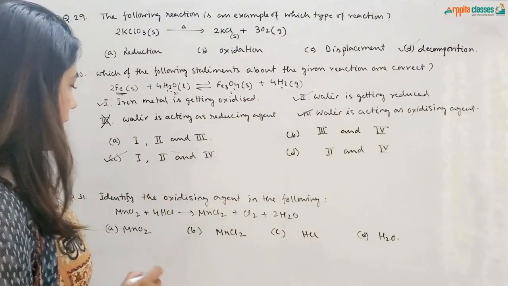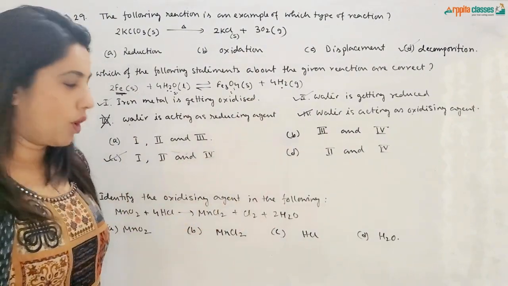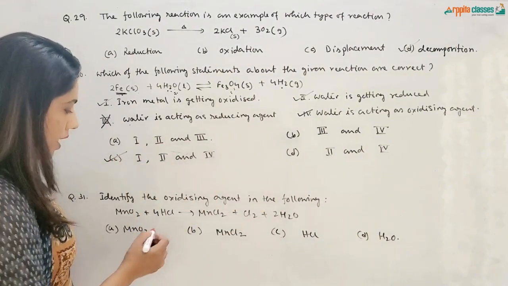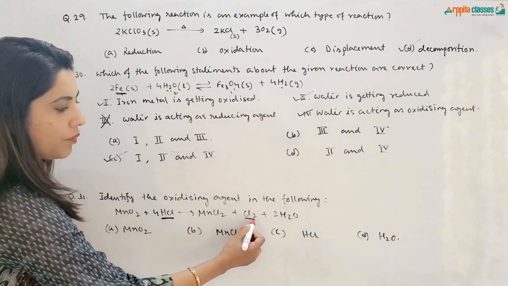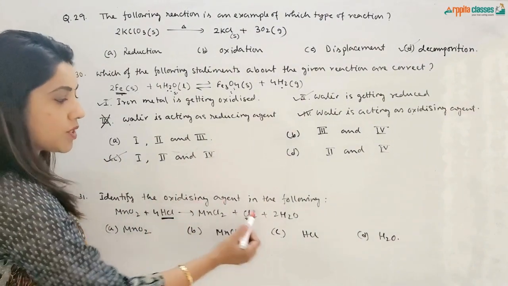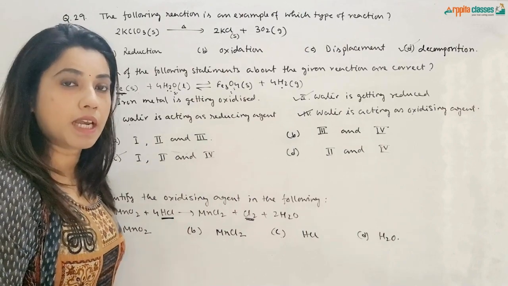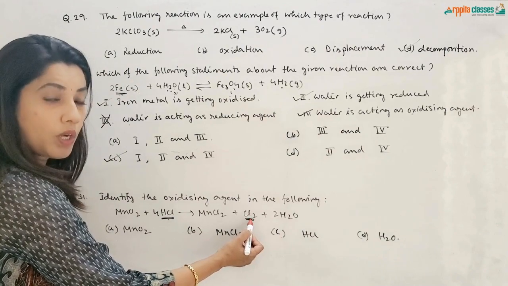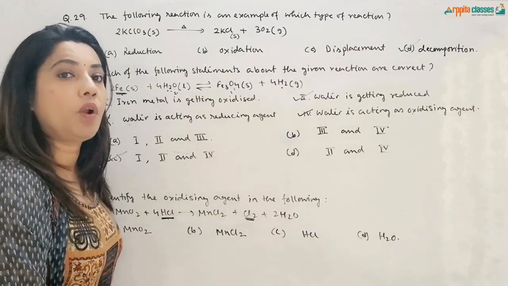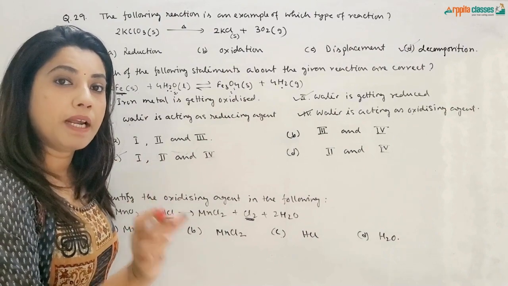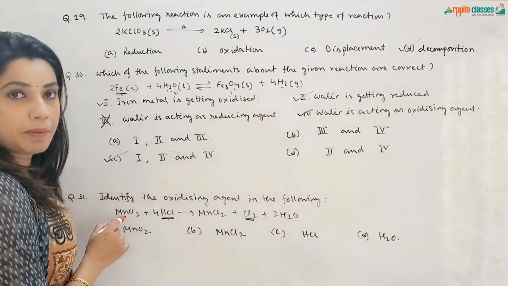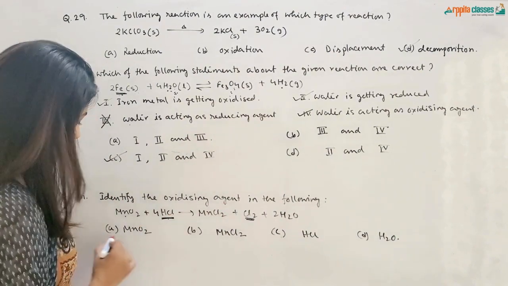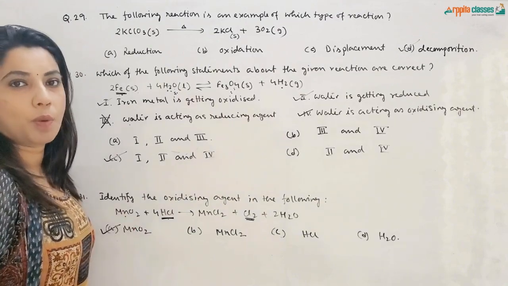Come to question number 31. Identify the oxidizing agent in the following reaction. MnO2 plus HCl gives you MnCl2 plus Cl2 plus H2O. Now here you can see HCl is getting converted into chlorine. HCl is oxidized to chlorine. How is the oxidation taking place? By removal of hydrogen. HCl is getting oxidized to chlorine by removal of hydrogen. And who is helping in this oxidation process? MnO2 is helping in this oxidation process. So MnO2 is called the oxidizing agent out here. So the oxidizing agent will be MnO2. A is the right option.